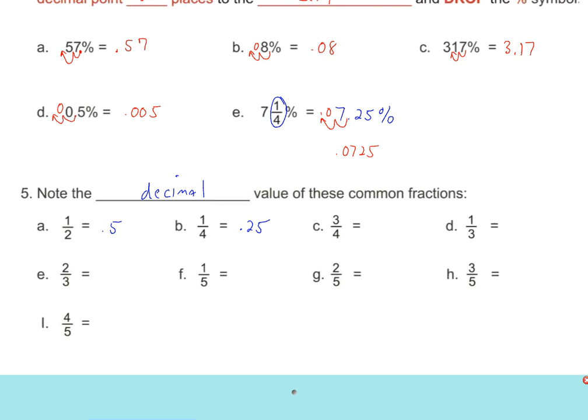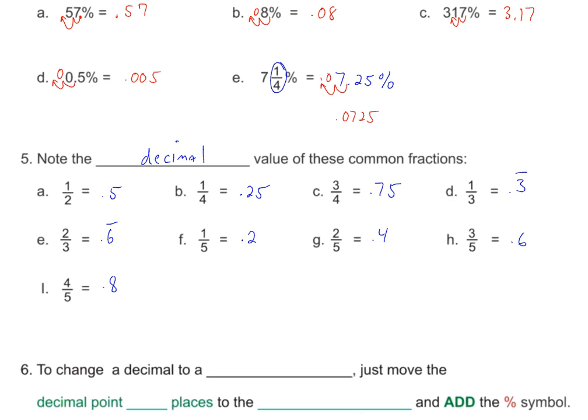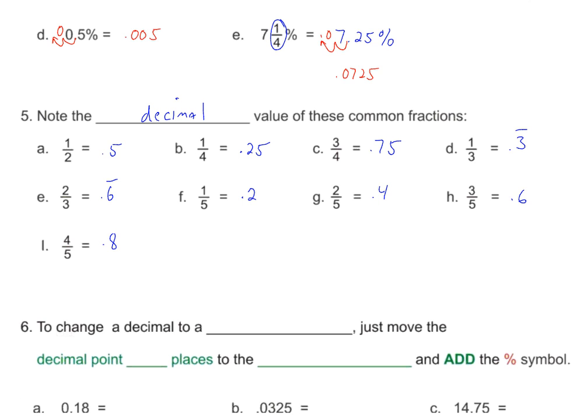3/4 is 0.75. 1/3 is 0.3, technically with the bar over top, because it's 0.33333333. 2/3 is 0.6 with the bar, because it's 0.6666666. 1/5, you know that one? 1/5 is 0.2. 2/5 is 0.4. 3/5 is 0.6, and 4/5 is 0.8. So there are some common decimal equivalents for fractions.